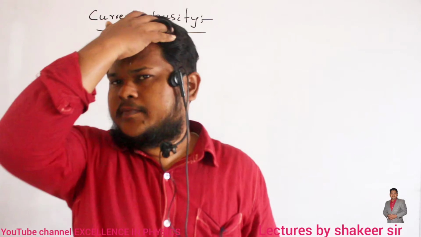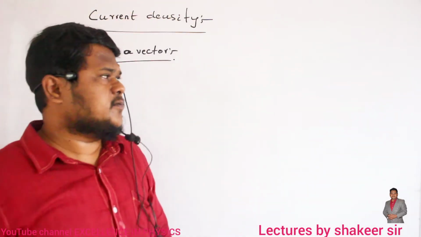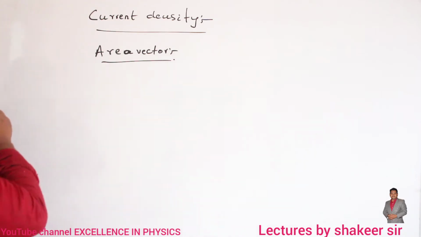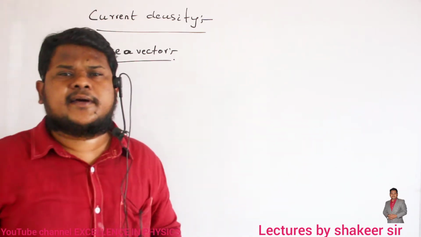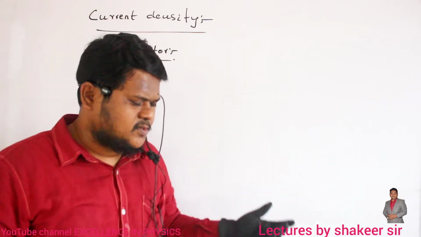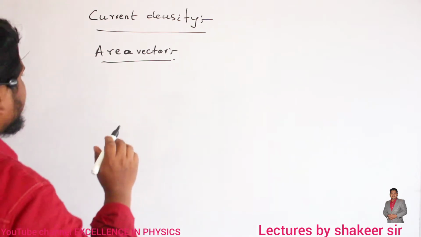Dear students, previously we have completed Ohm's Law. Now we are studying current density. Before defining current density, we are supposed to define the area vector. So let us see what is meant by area vector.